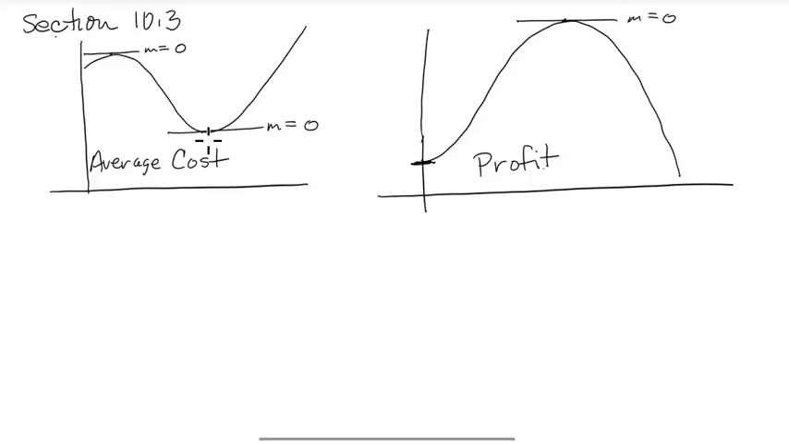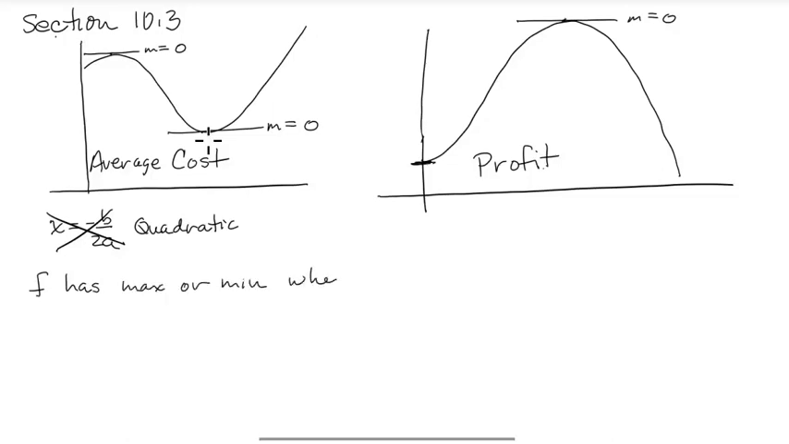And in the past, when we have wanted to maximize a function, we used x equals negative b over 2a. We can't use that anymore because this is only for quadratics, and neither of these functions that we're looking at is quadratic. So instead, we will say that f has a maximum or a minimum when its derivative is equal to 0. We're going to find these 0 slopes and use that to tell us the optimum points on the graph.